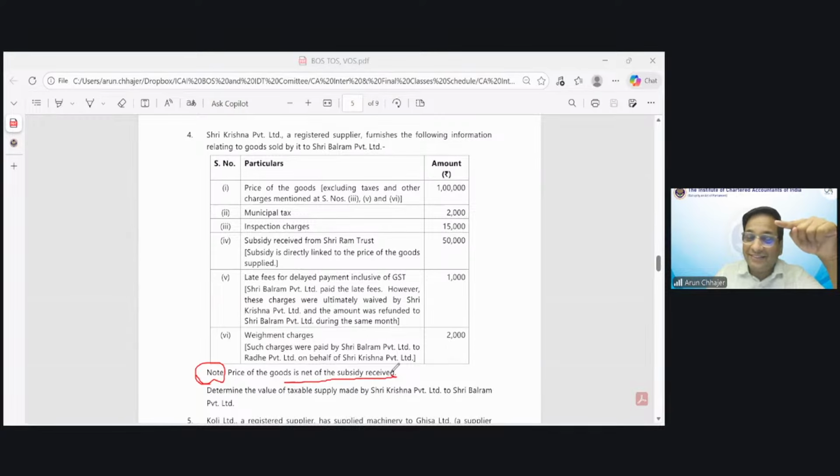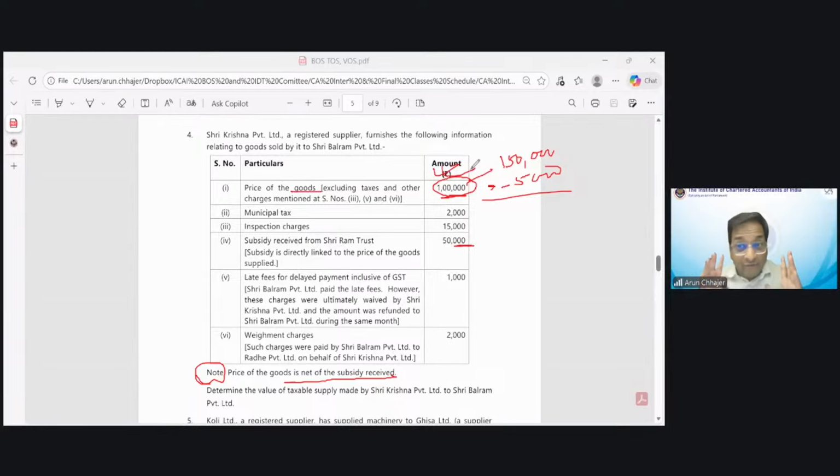Now you got the answer, Navneet. Same question which you asked. Correct? What will happen to this 50? It means it has been subtracted from here. The price of the goods is actually 150, but 50 has been subtracted from here and it is shown as net of subsidy. Very important point. The price of the goods is shown as net of the subsidy.